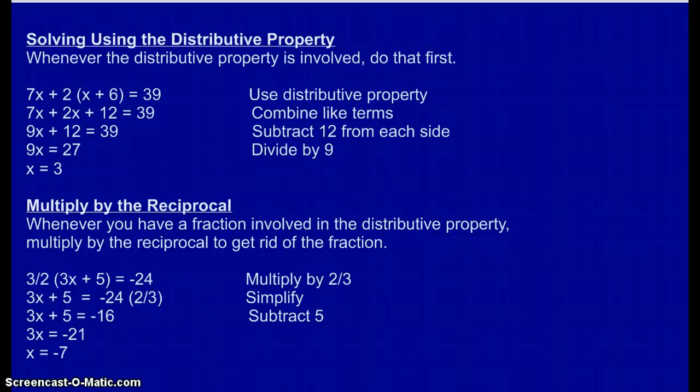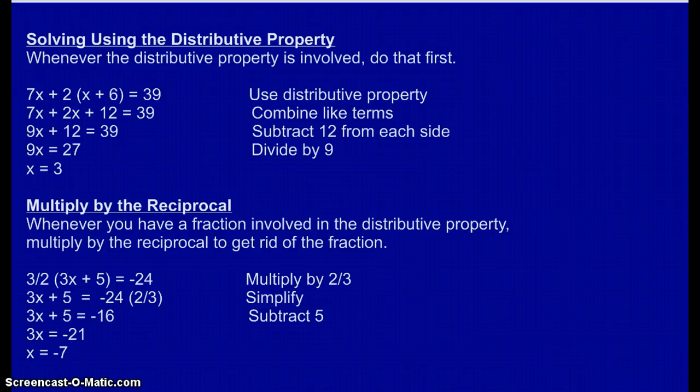The second tool that you can use is solving using the distributive property. Now, whenever the distributive property is involved, you really need to do that first. So in the first problem, we have 7x plus 2 times the quantity x plus 6 equals 39. So use the distributive property first to see what all your terms are. We're going to have 7x plus 2x plus 12 equals 39.